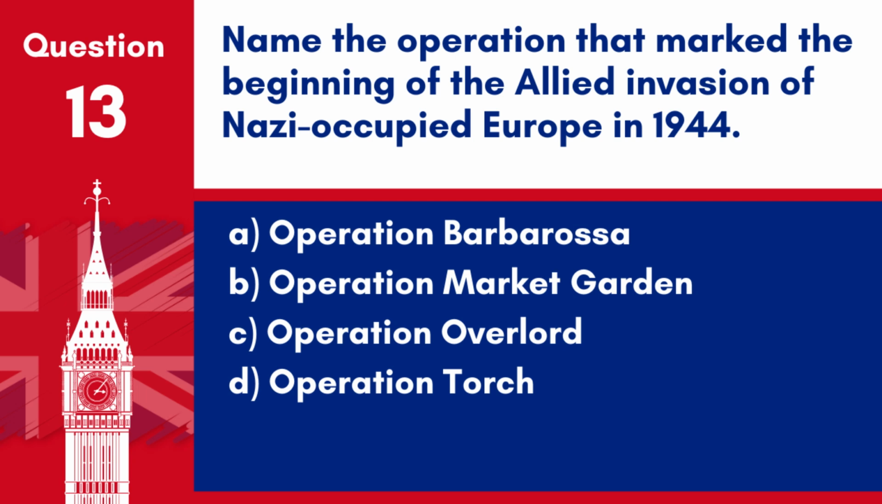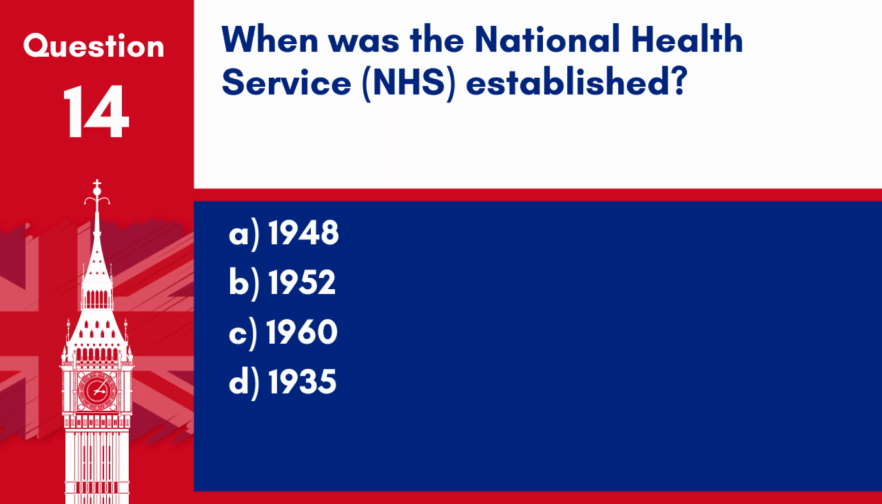Question 13. Name the operation that marked the beginning of the Allied invasion of Nazi-occupied Europe in 1944. A. Operation Barbarossa. B. Operation Market Garden. C. Operation Overlord. D. Operation Torch. Answer: C. Operation Overlord. Operation Overlord, also known as D-Day, marked the beginning of the Allied invasion of Nazi-occupied Europe in 1944.